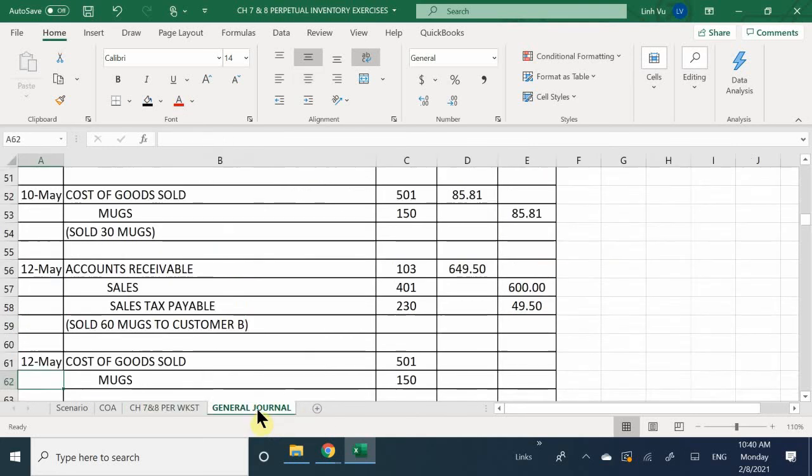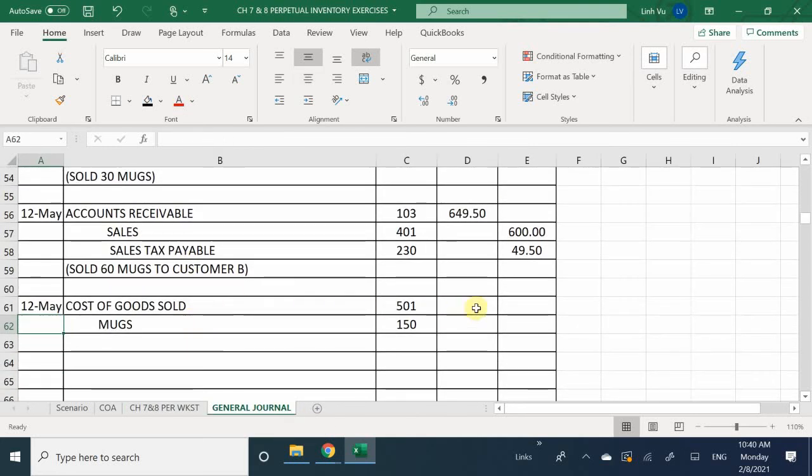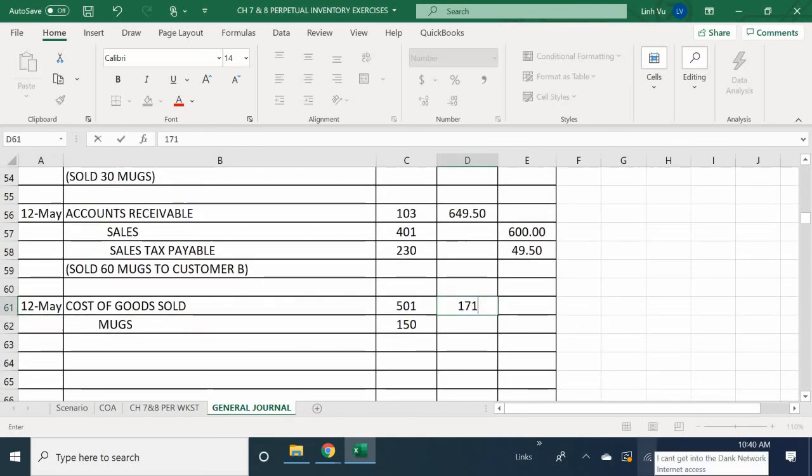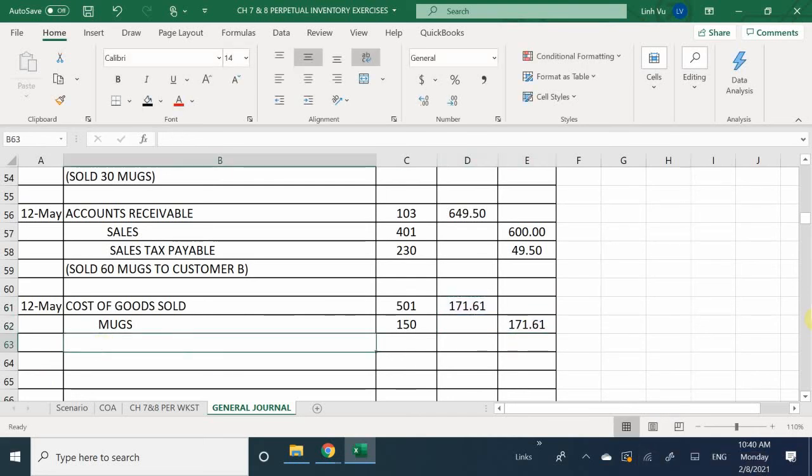So I'm going to go back to my journal and I'm going to record that it is $171.61. Okay. And you can also cell reference this too if you have your inventory worksheets available. Okay. And again, I'm going to write sold 60 mugs to customer B.